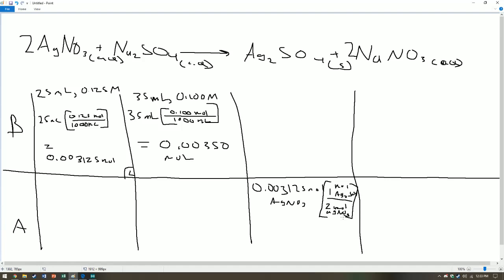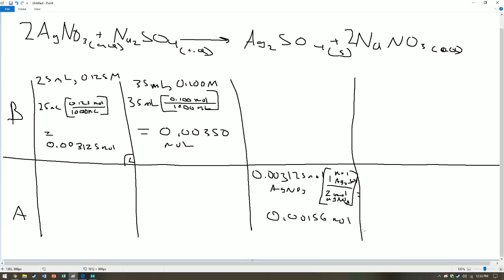So when I do the math, I happen to get 0.00156 moles of this stuff, and since it asks for the mass of what we call the precipitate, we just multiply by the molar mass. So 0.00156 mole.